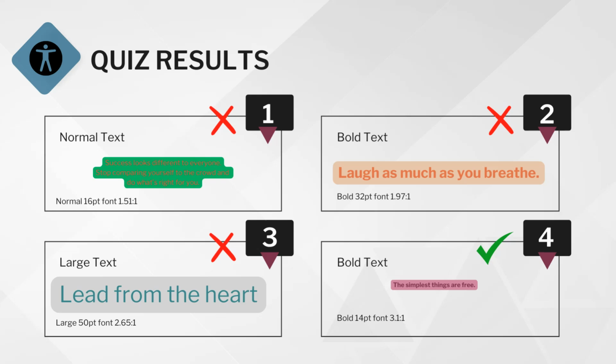Does number 4 surprise you at all? It is bold text, 14 pt, so absolutely the smallest font size that bold text could be, with a ratio of 3.1 to 1. So it is barely passing an audit. Just by looking at it with the naked eye, would you think that that one would pass? So how did you do? Put down in the comments below how you did and if you were surprised at any of these.